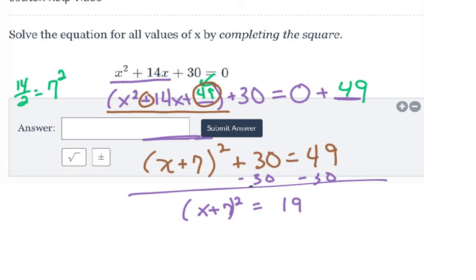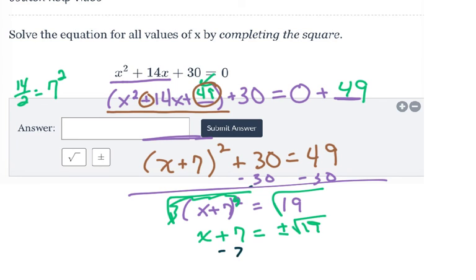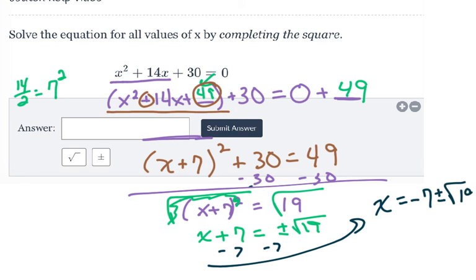How do you get rid of a square? You take the square root. What you do to one side, you do to the other. When you take the square root of a square, you're left with the radicand. So x plus 7 equals, don't forget your plus or minus, radical 19. Radical 19 will not simplify, so I'll just leave it as radical 19. And then the last step is to bring over your 7. Remember, your 7 goes in front of your plus or minus. So you have x equals, whoops, forgot the term, negative 7 plus or minus radical 19.